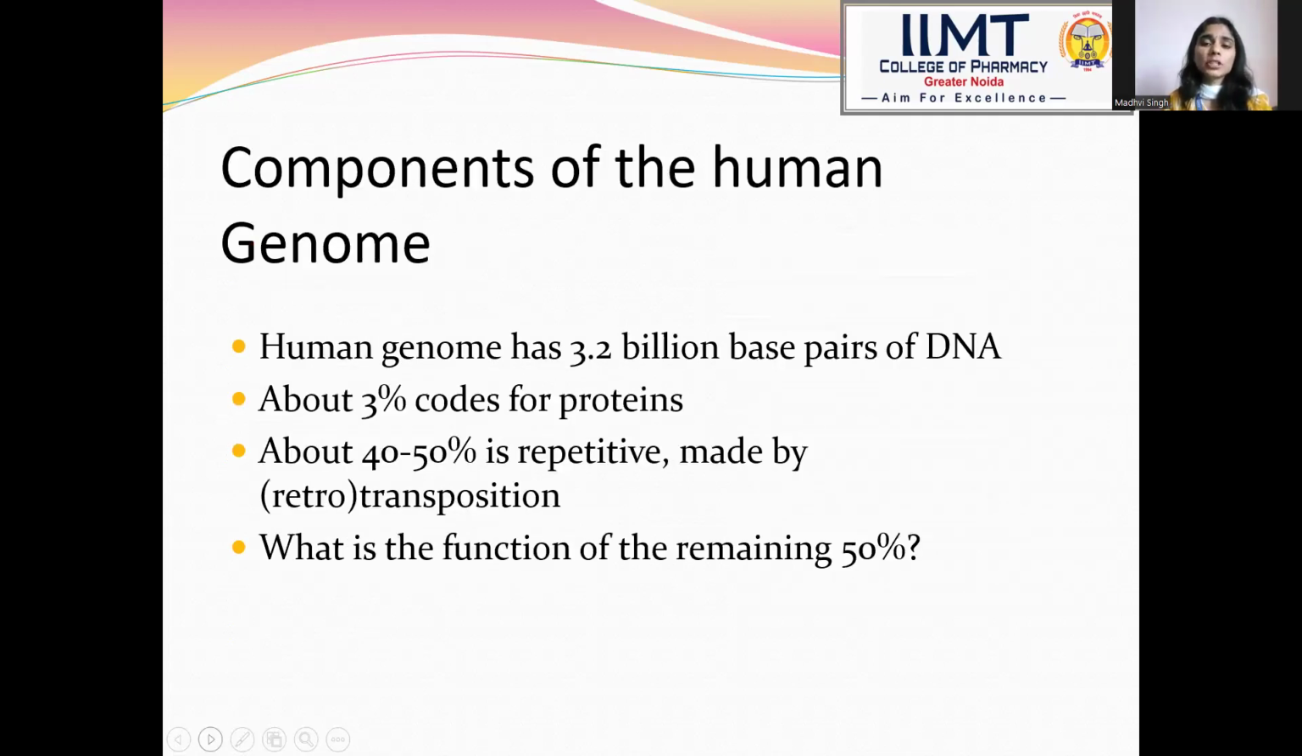So what are the components of the human genome? The human genome has 3.2 billion base pairs of DNA. About 3% codes for proteins. About 40 to 50% is repetitive, made by retrotransposition. So what is the function of the remaining 50% of the genome?